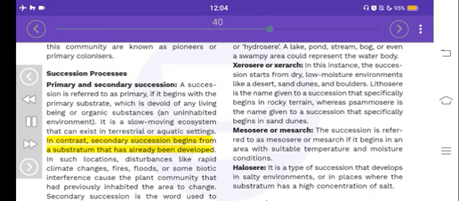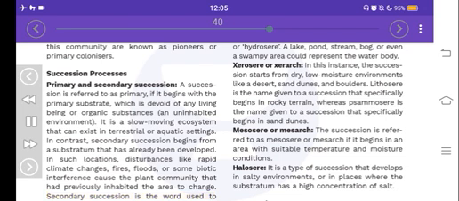In contrast, secondary succession begins from a substratum that has already been developed. In such locations, disturbances like rapid climate changes, fires, floods, or symbiotic interference cause the plant community that had previously inhabited the area to change. Secondary succession is the word used to describe the relatively quick succession that begins from such a substratum.